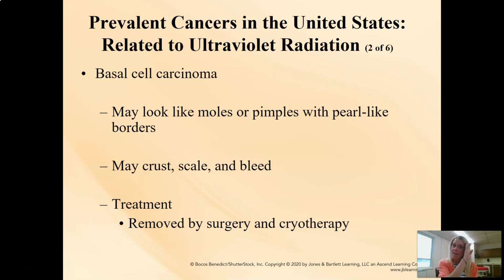So there are 3 main types of skin cancers. One is basal cell carcinoma. This is the most common cancer of the skin. About 60% of all skin cancers are basal cell carcinomas. They look like moles or pimples, and can have pearl-like borders. They may crust, scale, and bleed. And the treatment for these, they're usually surgically removed and may also require cryotherapy as well.